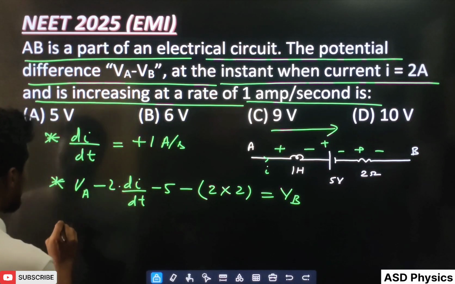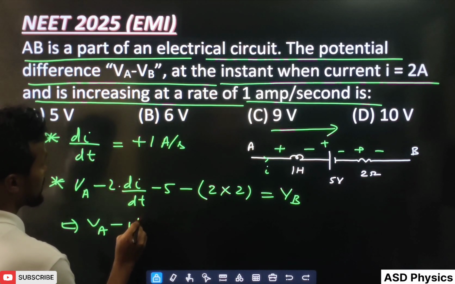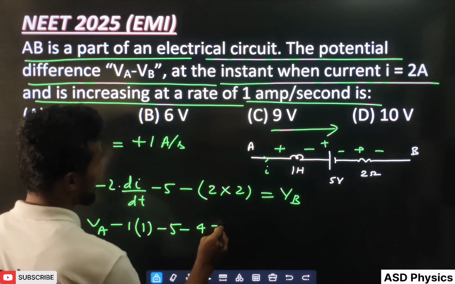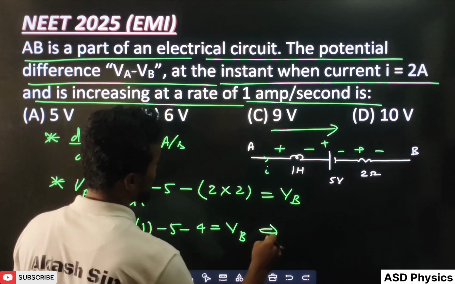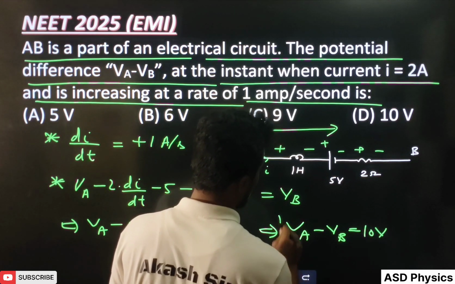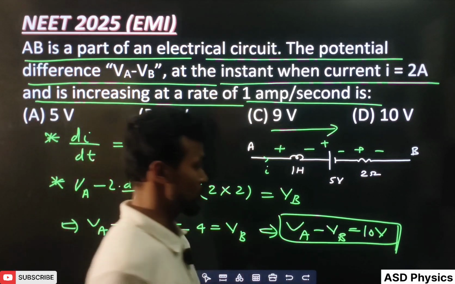Okay. So what will this become here, kindly see, this VA minus L, how much is given here? 1. Di by dt, how much is given here? 1. Minus 5 minus 4 is equal to VB. Okay, so when you simplify this, VA minus VB will come here 10 volt. Just simplify this here. 5 plus 4 is 9, 9 plus 1 is 10, that will go this side, it will come here 10 volt.